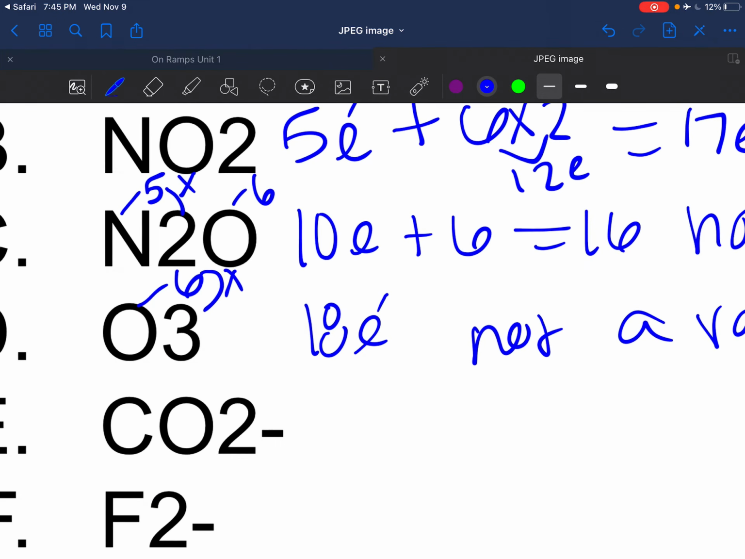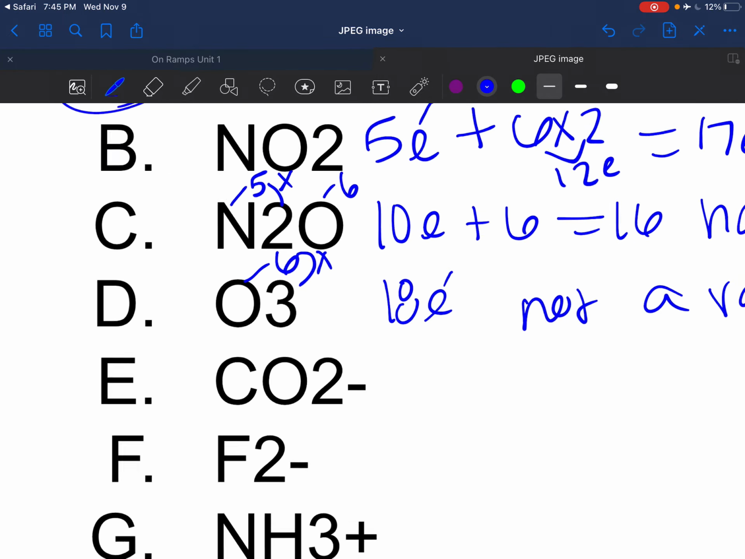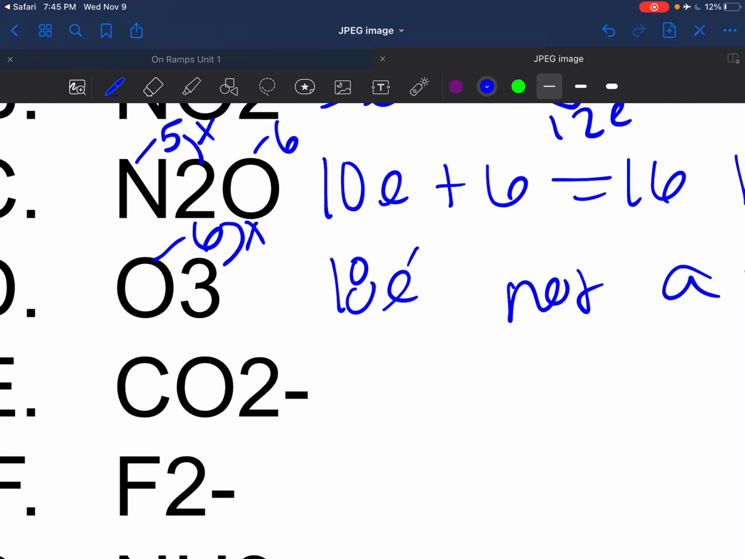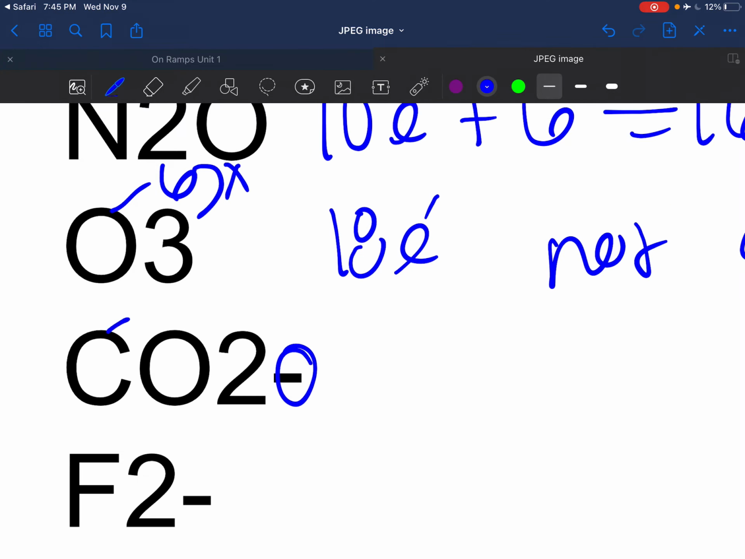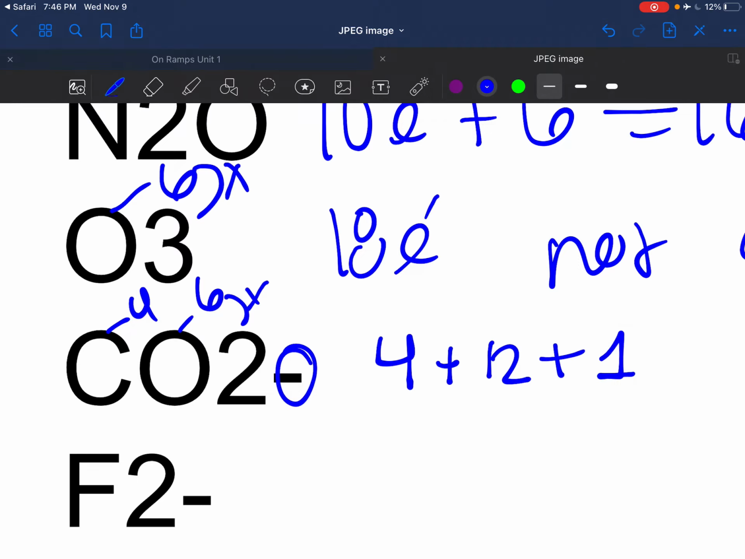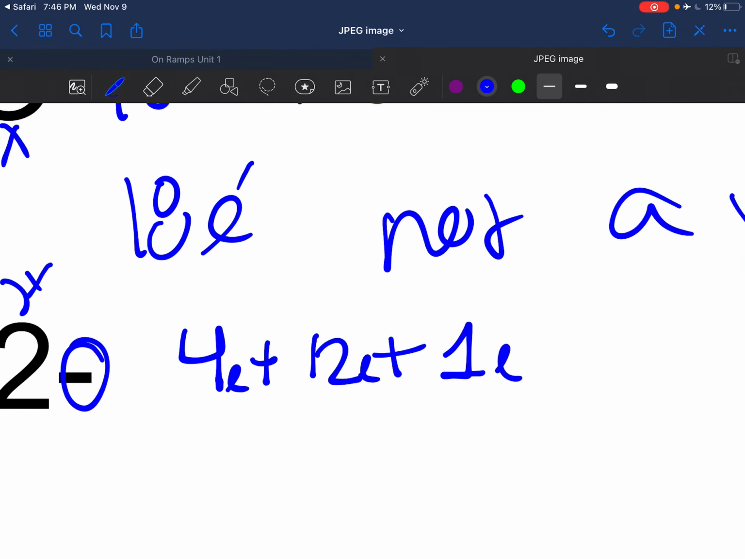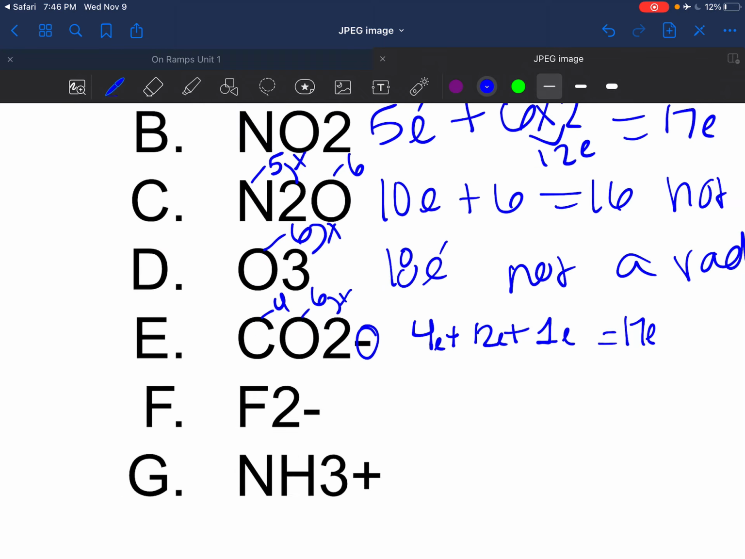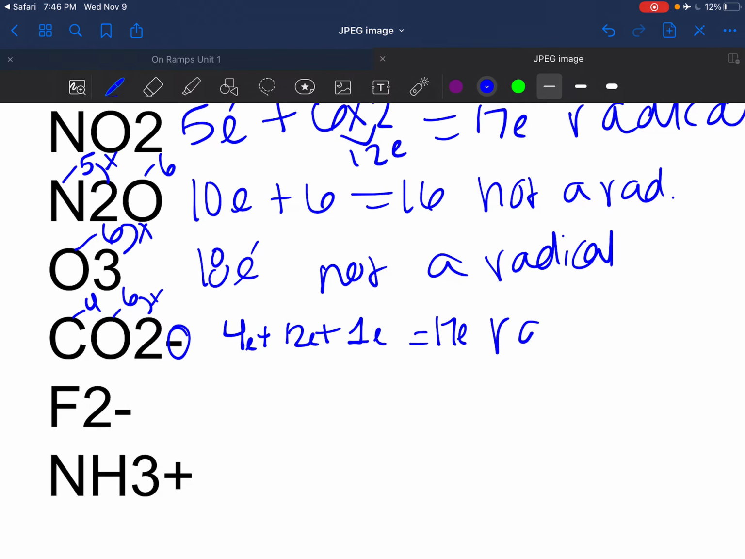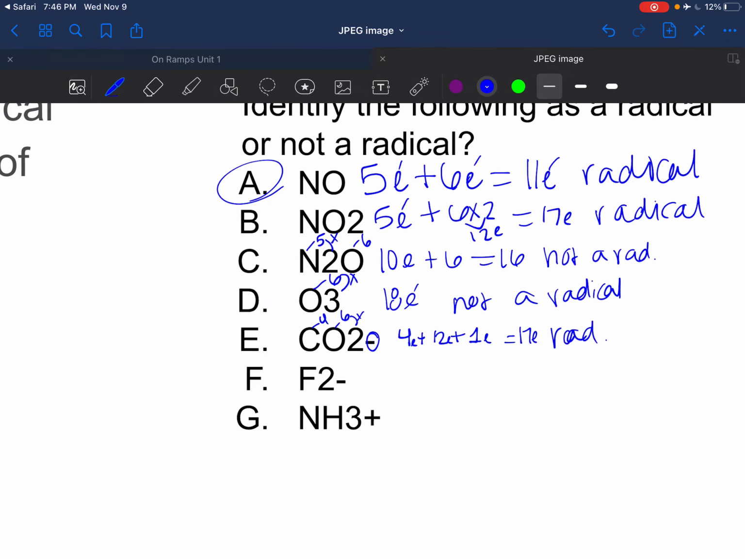CO2 with the -1 charge. So C is going to be 4. Oxygen is going to be 6, but we're going to have 2 of those. So that will make it 4, 6 times 2 is 12, plus a negative charge, so plus 1 electron. So that'll put us at 17. So this is a radical. Okay, I'll let you do the rest on your own.